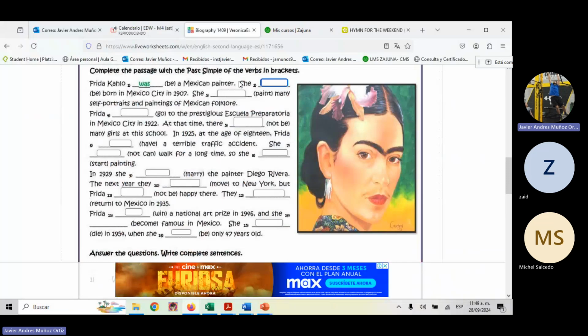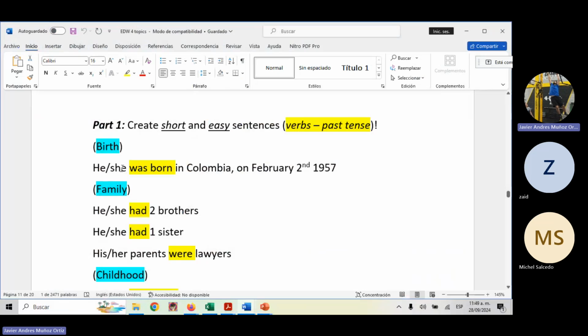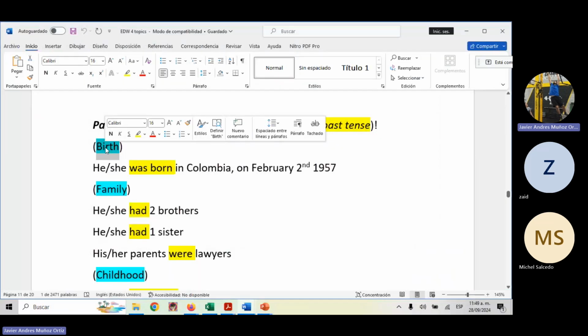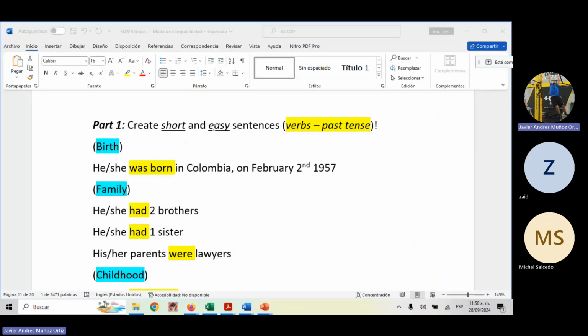In this case, we are giving an introduction, nothing else, right? Then, she was born in Mexico City in 1907. This is her birth. Sorry. Let's go with family. Okay. She painted many self-portraits and paintings of Mexican folklore. Okay, this is why she is important, but we are not talking about family yet.